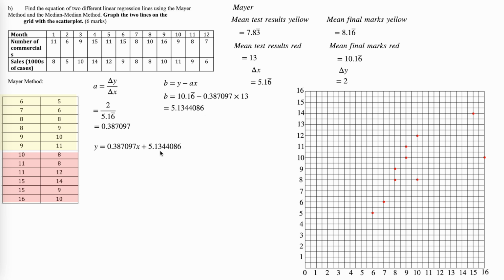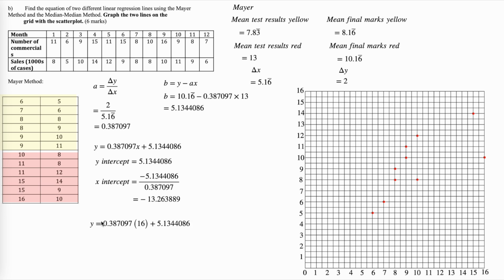5.1344086. My equation of my line is 0.387097x plus 5.1344086. The y-intercept, we already know, is 5.1344086. And remember, the x-intercept is negative b over a. Negative 5.1344086 divided by 0.387097 is negative 13.263889. Notice I can't really get to that x-intercept.